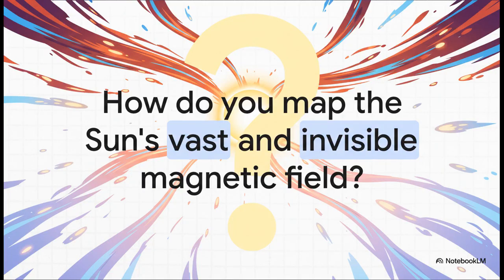The sun's magnetic field is this invisible force that dictates a constant flood of particles, what we call the solar wind, that fills our entire solar system. If you want to understand space weather, you have to map this thing. But when it's invisible and stretches over 90 million miles, where do you even start?